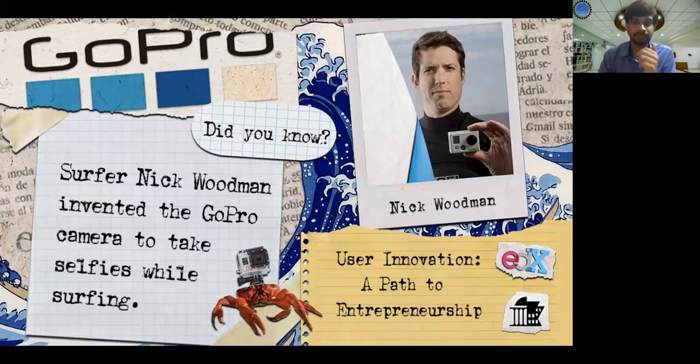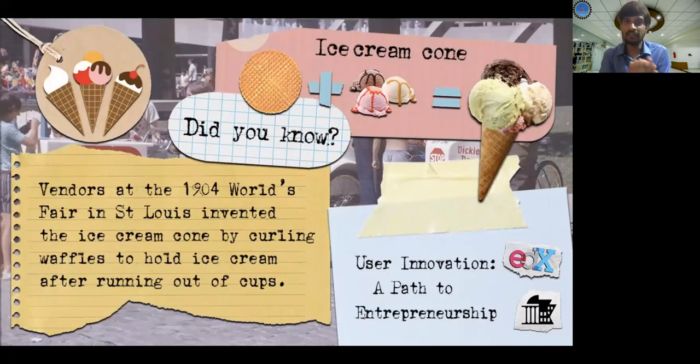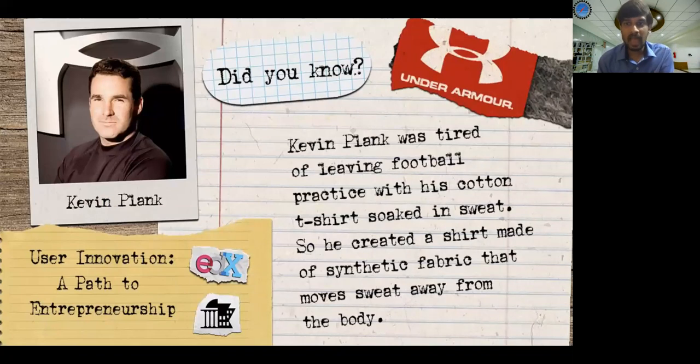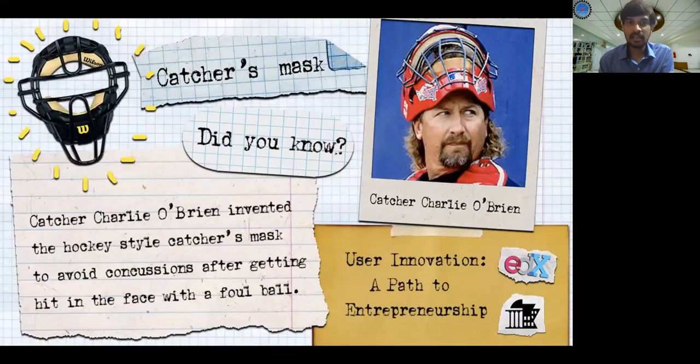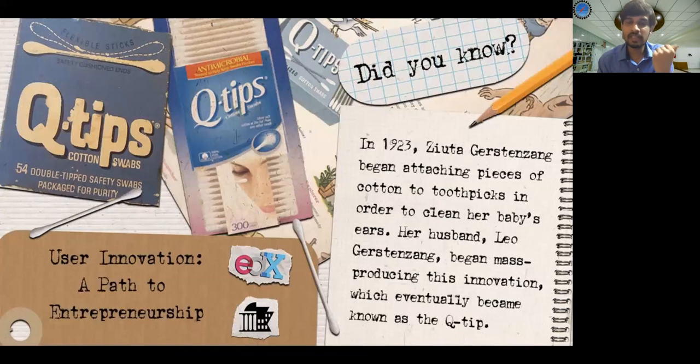Like the selfie stick, and ice cream: there was a wafer, there was an ice cone, and they wanted to use the wafer. Then they came up with a cone. Previously, it was just a circular one, and they wanted to put ice cream inside, but it was not possible. So they came up with the ice cone. This is user innovation. Kevin Plank came up with a performance t-shirt because cotton was soaked in sweat. Then he came up with a synthetic fiber where sweat will not really absorb in the shirt. The catcher's mask, and again earbuds: the Q-tip is what the earbuds were doing. Somebody wanted to do something with the ear. That again, the earbud, is user innovation.